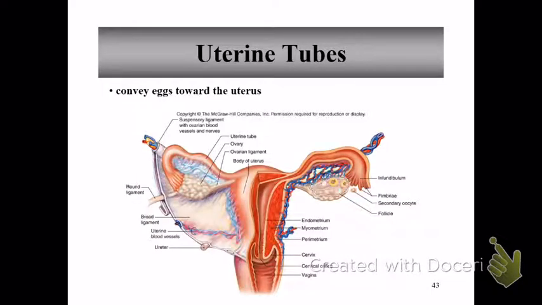Okay, so uterine tube, you can see the ovaries on either side, the fallopian tube or uterine tube. You want to know this is where fertilization occurs. It conveys the egg towards the uterus, yes, but the sperm has to travel up the vagina. Now the purple is the sperm. Up through the cervix. All the way here. Fertilization occurs in the uterine tube. Write that in. Fertilization occurs in the uterine tube.